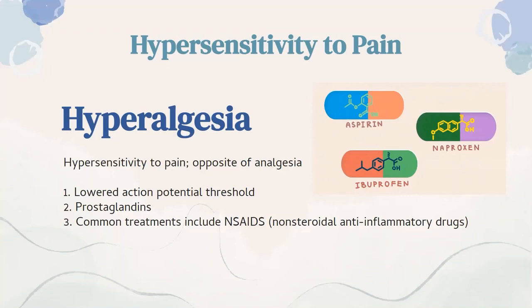And in severe cases, some people may have hypersensitivity to pain, for example when you get a sunburn. This is called hyperalgesia, and it is basically the opposite of analgesia. What happens is that the pain action potential threshold for production or transmission of pain signals is significantly lowered so that even smaller stimuli can cause pain. Molecules such as prostaglandins also reduce inhibition in the spinal cord, making it easier for pain signals to reach the brain. Common treatments for this include non-steroidal anti-inflammatory drugs or NSAIDs because they, as indicated in their name, reduce inflammation, a response that produces prostaglandins.